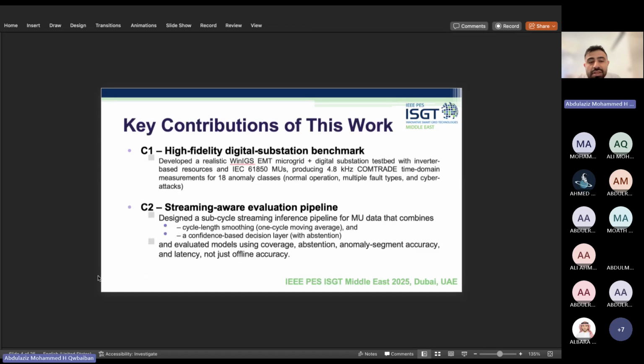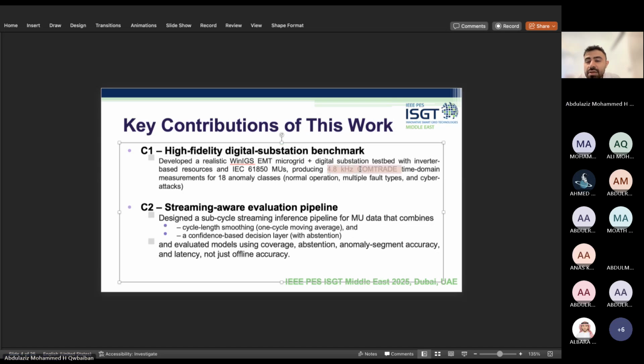What we contributed in this paper is a high fidelity digital substation benchmark. We built a model for distribution that has 4.8 kilohertz Comtrade data. Comtrade data هذه الداتا حقت الباور سيستم. 4800 هرتز معناها 4800 samples in 1 second. It means we have 4800 تقسيم 60, we have 80 عينة في السايكل الواحدة.